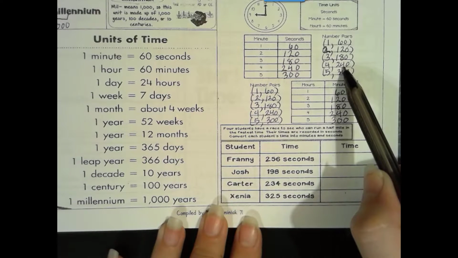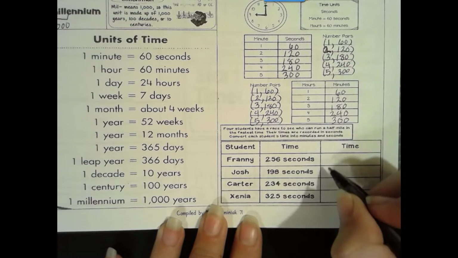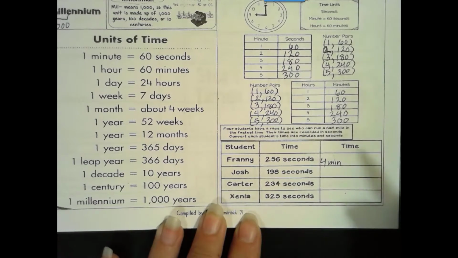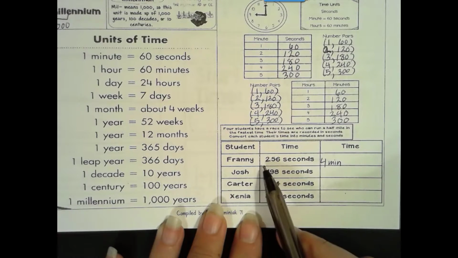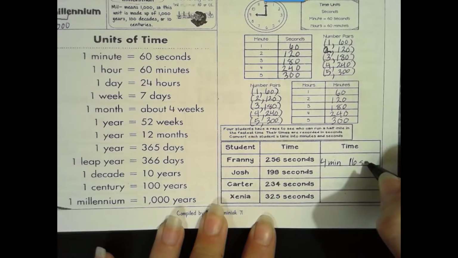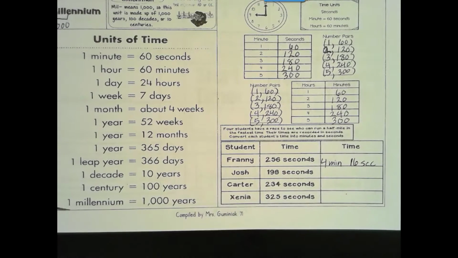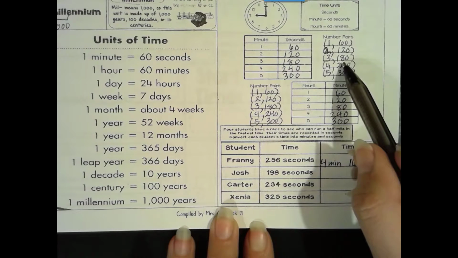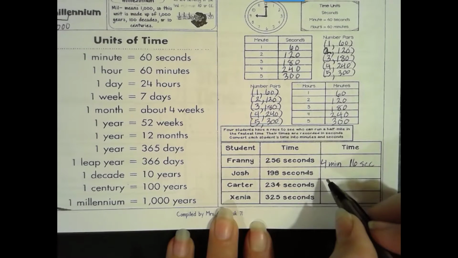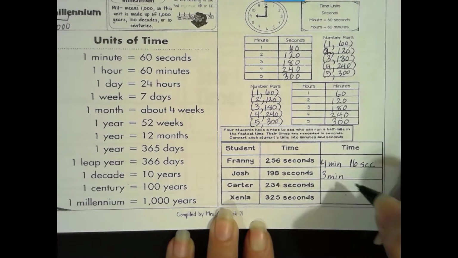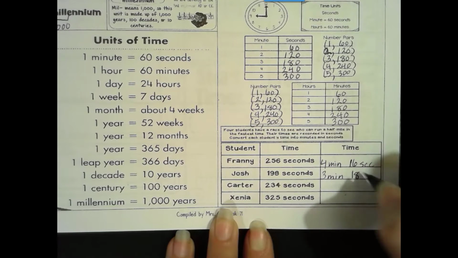Well, 240 seconds is the same as 4 minutes. And 256 take away 240 leaves 16 seconds. 4 minutes, 16 seconds. Here, 198, well, that's close to 180, so that's 3 minutes. 198 take away 180 is 18 seconds.